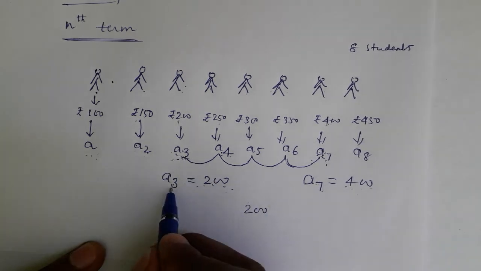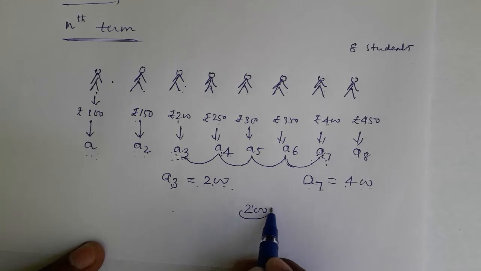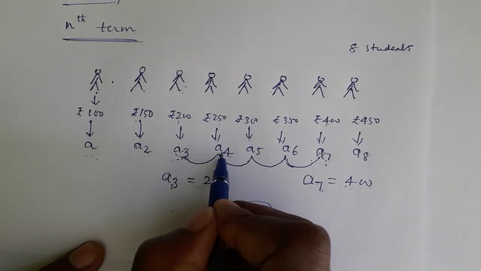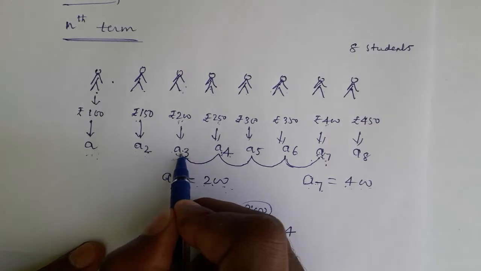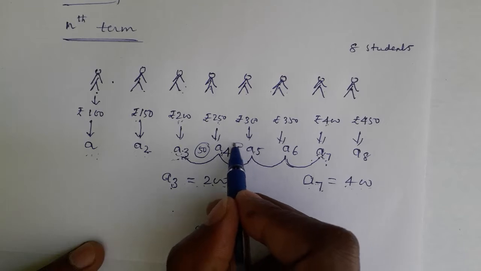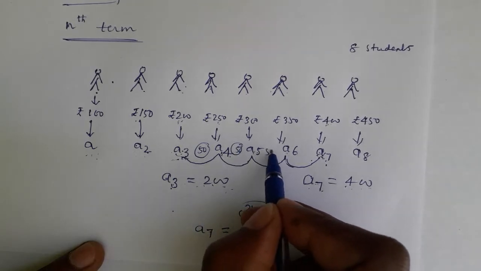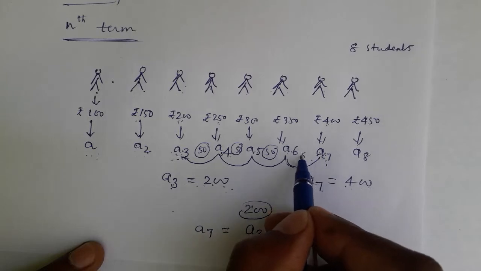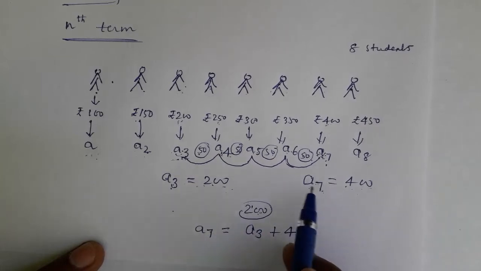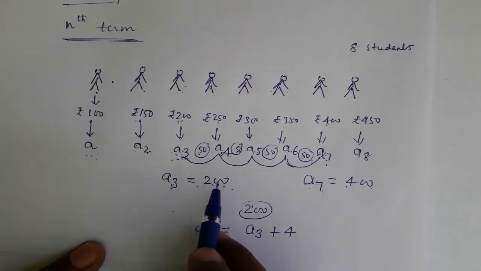That means this seventh person can be written as: seventh person is A3 plus 4 jumps. Here the jumps are called the difference, because between A3 and A4 the difference is 200 and 250, so 50 rupees. A4 and A5, the difference is 50 rupees. A5 and A6, the difference is 50 rupees. A6 and A7, the difference is 50 rupees. Totally 50, 50, 50, 50, totally 200 rupees. The seventh person is greater than the third person by that amount.